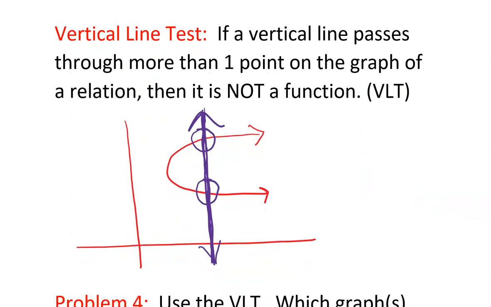Another way to tell if it's a function or not is the vertical line test, or VLT. If a vertical line passes through more than one point on the graph, then it's not a function. Some people call this the pencil test. If you hold your pencil vertically on your paper and drag it from left to right, and it hits 2 points at the same time, like these 2 points right here, this is not a function.